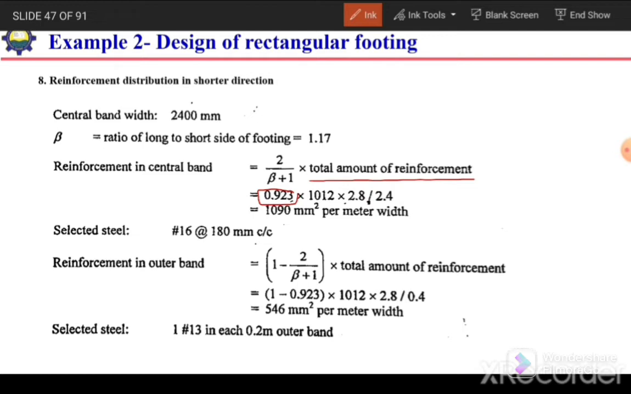So 2 over beta plus 1, this factor will become 0.923, and for total reinforcement, we have already calculated the reinforcement in the shorter direction for 1 meter width, which is 1012, and the total width in the shorter direction is 2.8. So if we want to calculate the total reinforcement, we need to multiply this 1012 with the 2.8 total width of the footing.